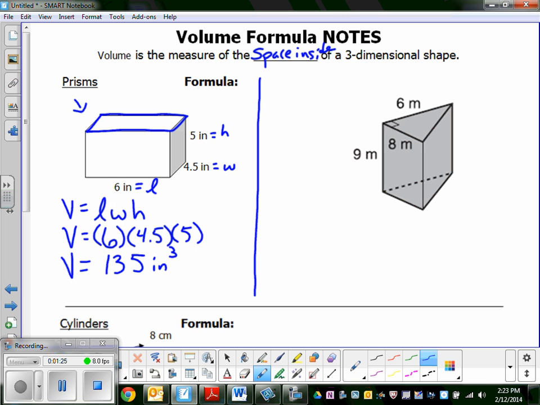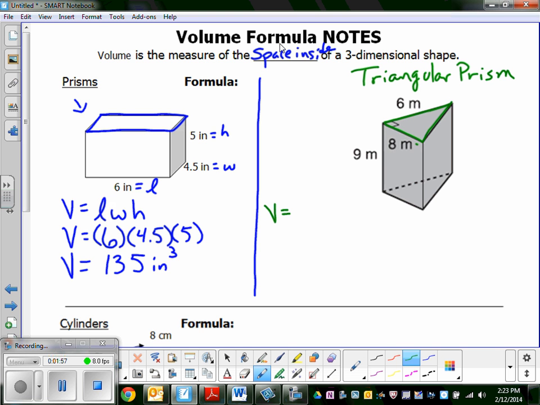The second prism that we see here is different because our base shape is actually a triangle. So this is known as a triangular prism. Now, the difference here is in the formula. We're still finding the area of the base shape, which in this case is going to be using the formula for the area of a triangle, which would be your length times your width divided by 2.